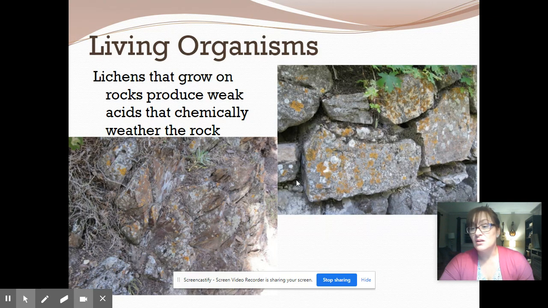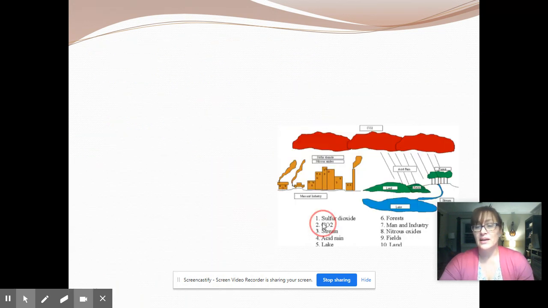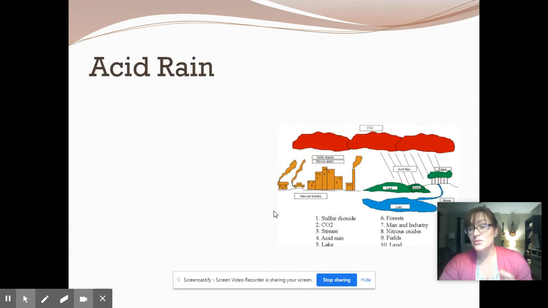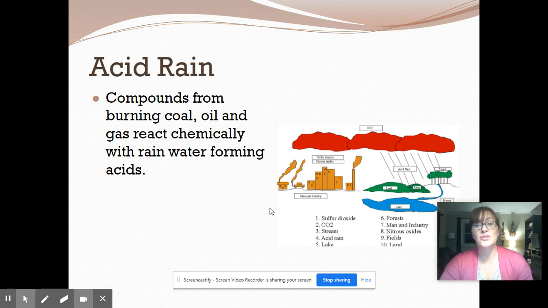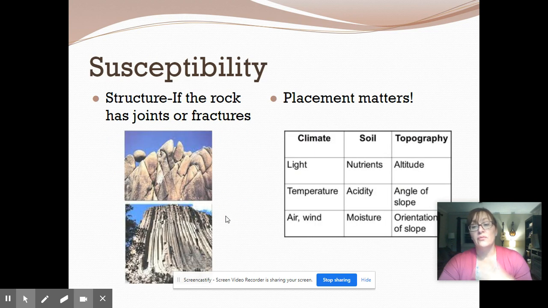Living organisms can also weather your rocks chemically. They secrete chemicals, and you can see all these little dots on these rocks are actually a kind of a moss called lichen, and they produce some acid as part of their life cycle, and that can chemically weather your rock. Acid rain is a very harsh type of weathering. All the compounds that form in our atmosphere from the burning of coal and oil and other fossil fuels can produce sulfur dioxide, which we call acid rain, and it vastly increases the rate of weathering.